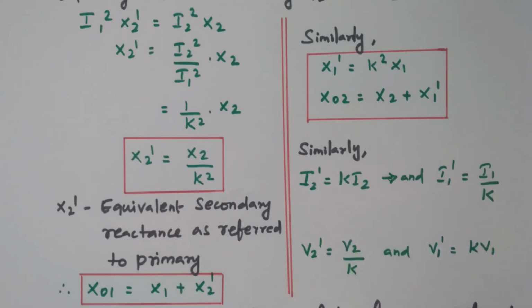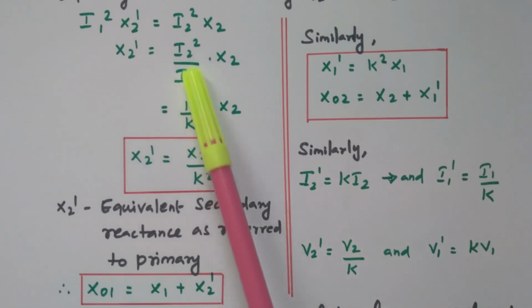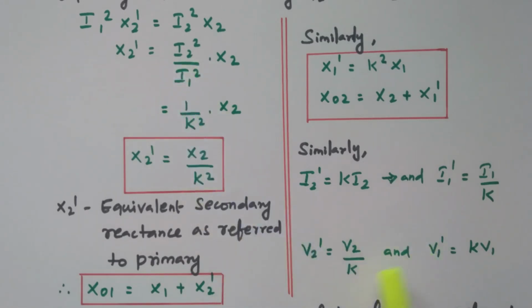Only the current, because we know that V2 by V1 equals N2 by N1, but the current ratio is I1 by I2. While increasing the voltage, the current decreases, so it is I1 by I2. So here also we referred. Accordingly, this procedure applies: multiplied by K for primary, divided by K for secondary, but for current it is reverse.